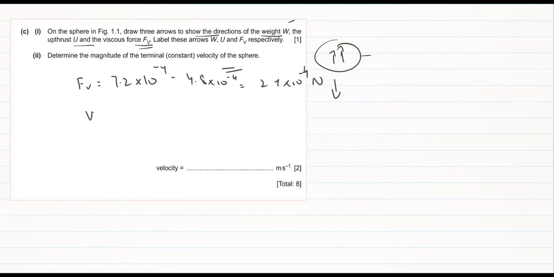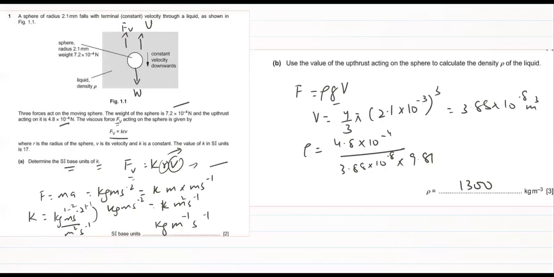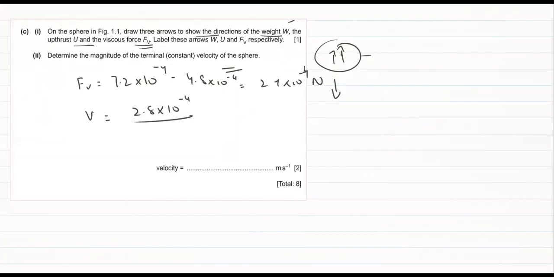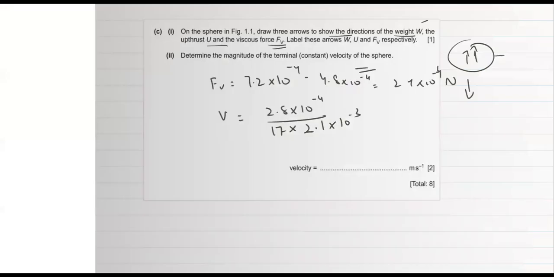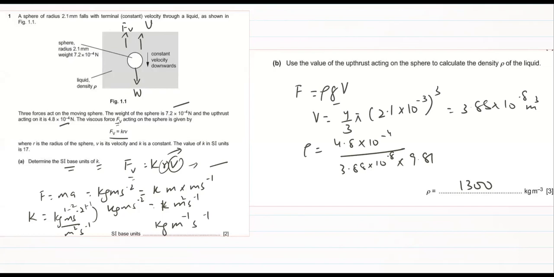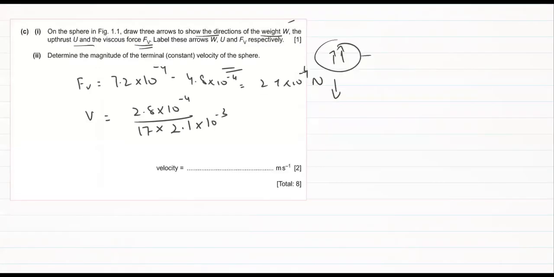So velocity is equal to 2.4 times 10 to the power minus 4 divided by K r, where K is 17 and r is 2.1 times 10 to the power minus 3, using the first formula. R is the radius. Using this formula, we can find the terminal velocity of the sphere. Our final answer is 6.7 times 10 to the power minus 3.